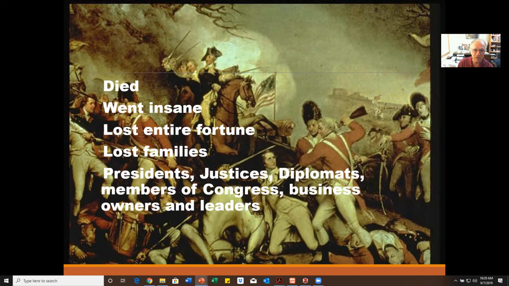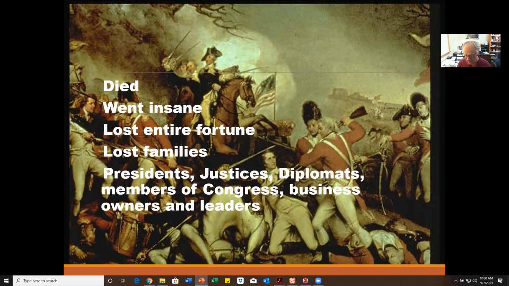And many of them did, in fact, die. Many of them went insane. Many of them lost their entire fortune. They lost their families. But some of them became our first presidents and justices of the Supreme Court and diplomats to foreign nations and members of Congress and business owners and leaders.